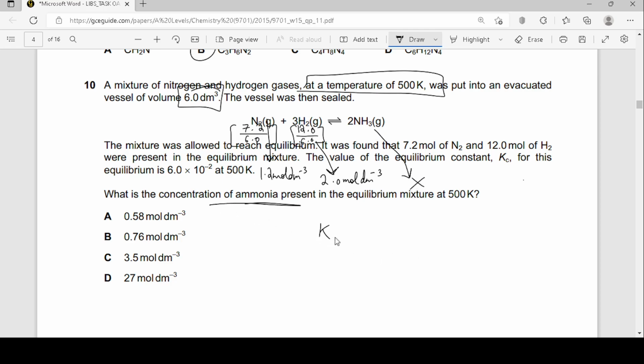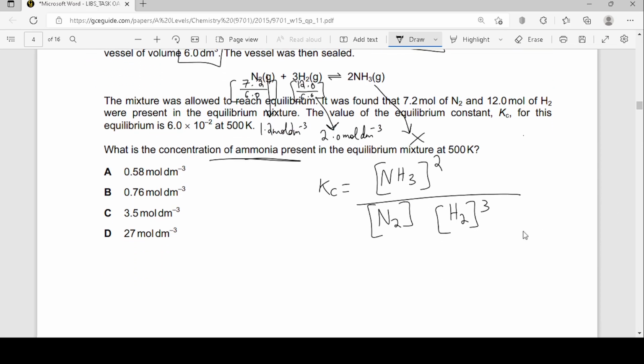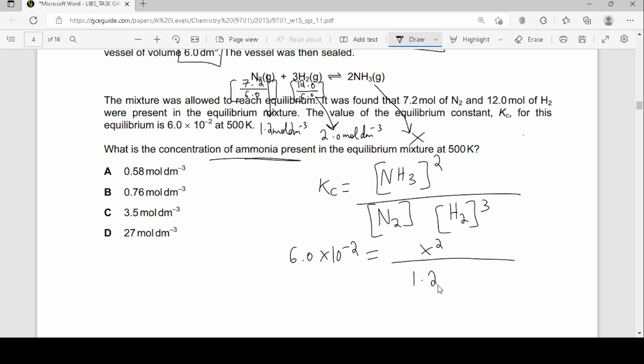So what is my Kc expression? Kc is [NH3] squared. You have to use square brackets because it's a convention in chemistry that square brackets represent concentration. Divided by [N2], and then [H2] cubed. So that's my Kc expression. Now let me substitute the values in. 6.0 × 10⁻² is the Kc value that we have. NH3 is X, so I'm going to get X squared divided by N2, which is 1.2, and then multiply this by, or should I, my X's look a lot like multiplication signs.